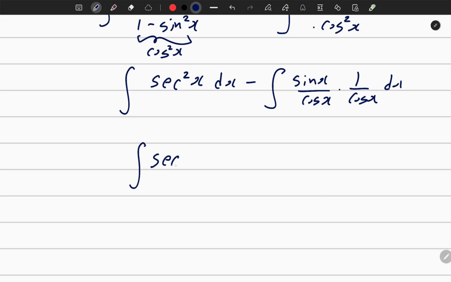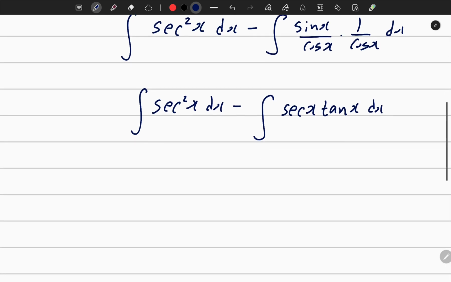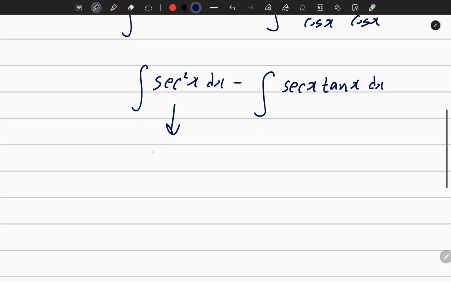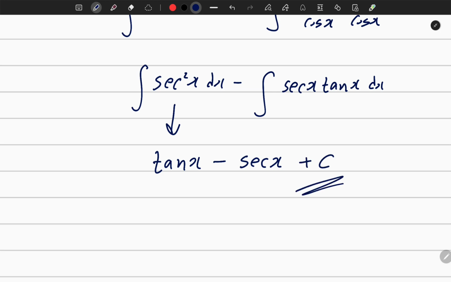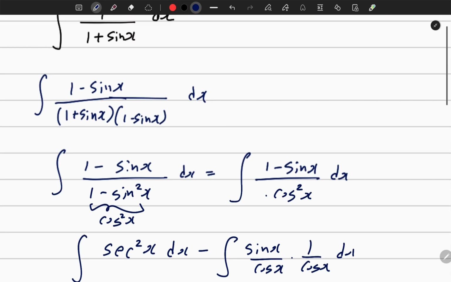This is sec square x dx minus, this is 1 over cos is sec, so this is sec x, sin over cos is tan, right? Sec x tan x dx. So I know what this is. This is tan x minus sec x, right? Plus c. So this is the answer.